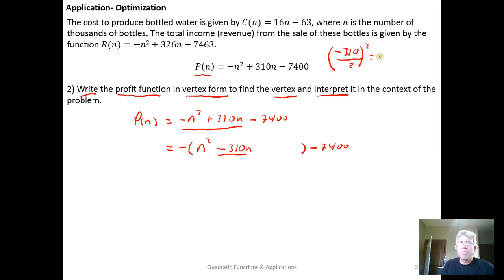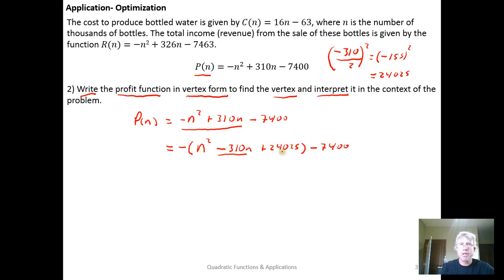So this is going to equal negative 310 divided by 2, which is negative 155, and we'll be squaring that. If we square it, we're going to get 24,025 once it's been squared. So we take the squaring and we add it on the inside of the parentheses.